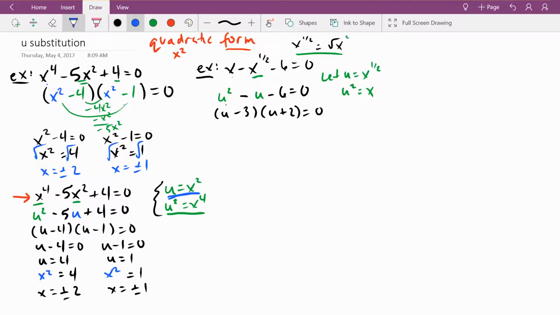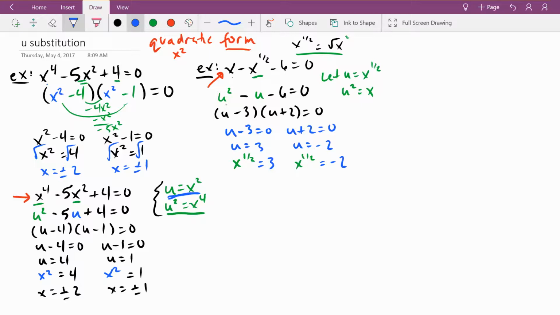Setting each piece equal to 0, and therefore u equals 3, u equals -2. But we're not done. Remember, the problem was an x, not a u. We're not solving for u. We need x. So go back in and plug in: x to the 1/2 is u. So x to the 1/2 is 3, or -2.